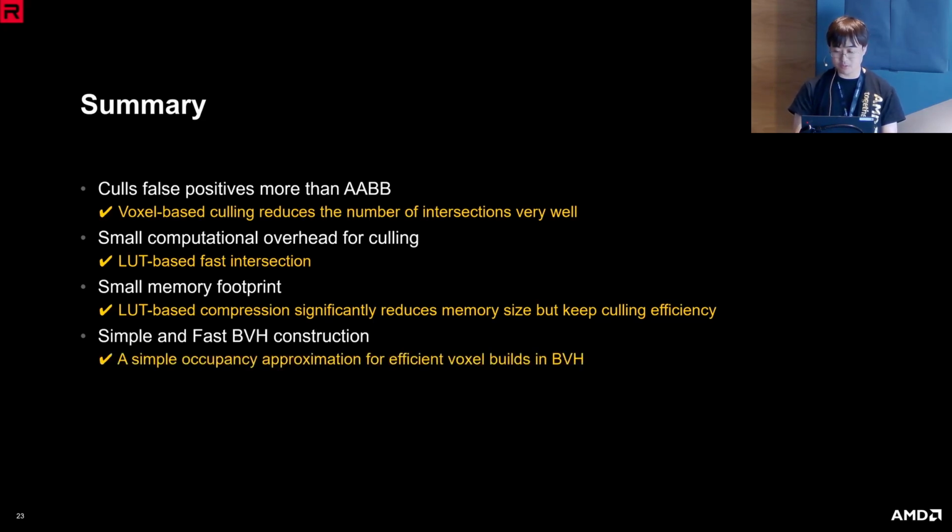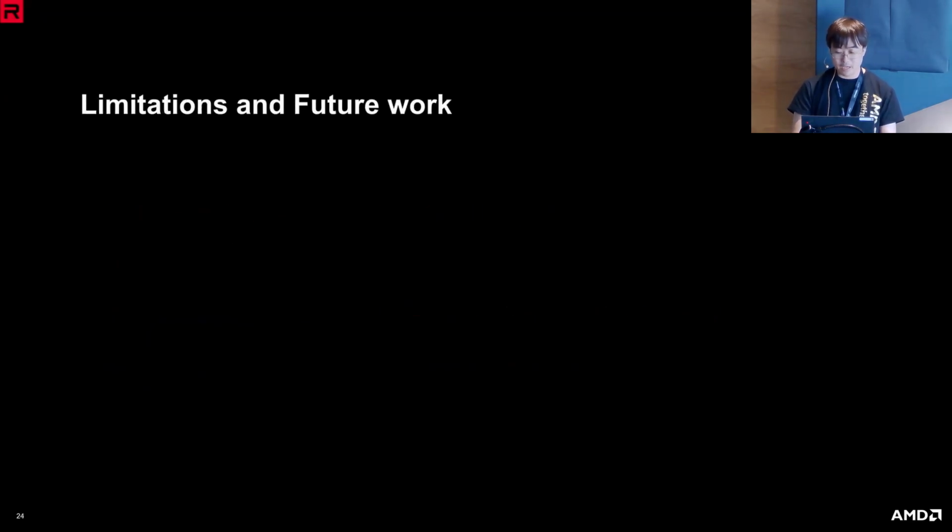Finally, we also proposed a simple occupancy approximation for efficient voxel build in BVH. It allows us to control the trade-offs between performance and accuracy. There are some limitations and future work. First, it's still hard to see improvement with all scenes with the current approach. It's not easy to achieve since ray tracing has been researched for decades, but this is an obvious future work.